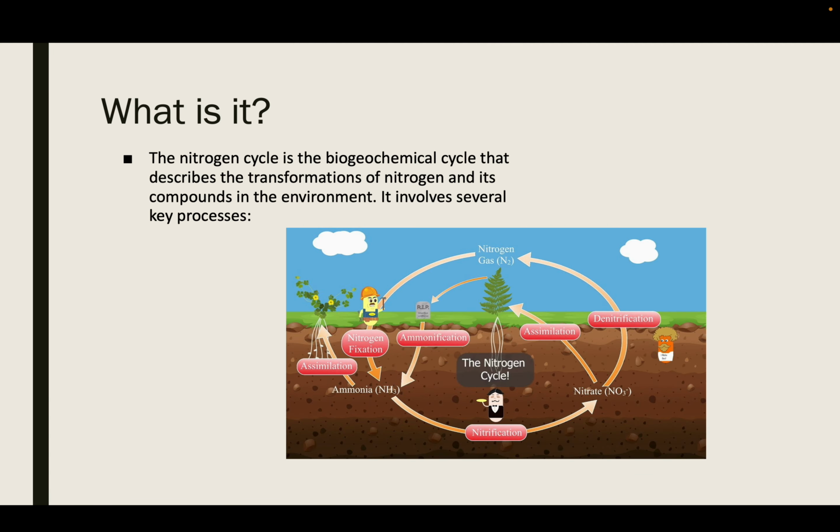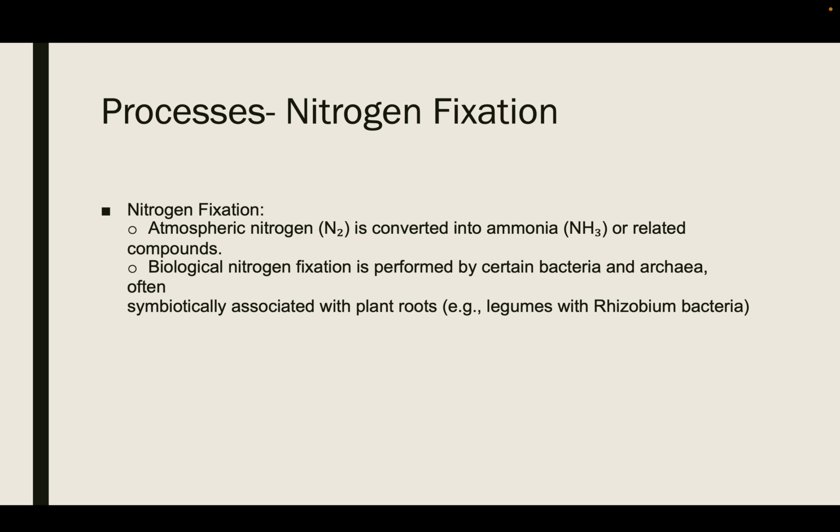So, what is it? The nitrogen cycle is a biochemical cycle that describes the transformations of nitrogen and its compounds in the environment. So, it involves a good amount of processes. As you can see here, we have nitrogen fixation, assimilation, nitrification, ammonification, and denitrification, and we will explain those in further detail. So, first thing we're going to talk about is nitrogen fixation.